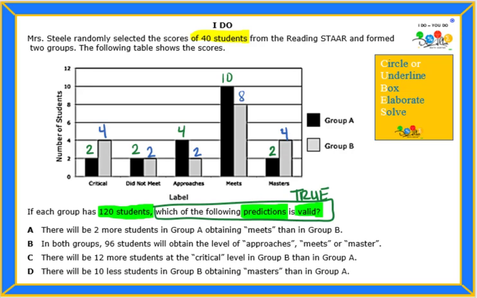Now I'm going to put the totals for group A. If I count all the green ones, 2, 4, plus 4 is 8, and 10 is 18, and then 2 more is 20. So we have 20 students in group A. For group B, we have 4 plus 2 is 6, plus 2 more is 8, and then plus 8 more is 16, and then the last 4, that's also 20. So let's look at group A. In group A, we have 20 students.